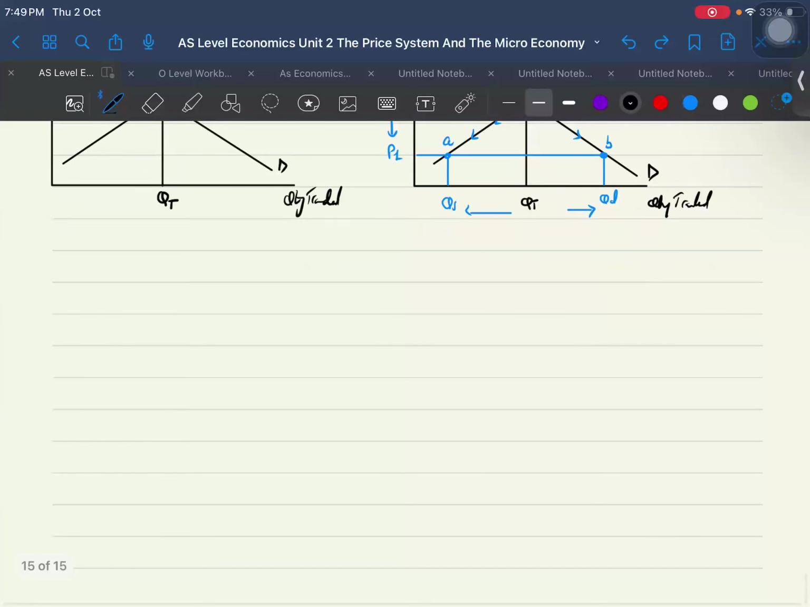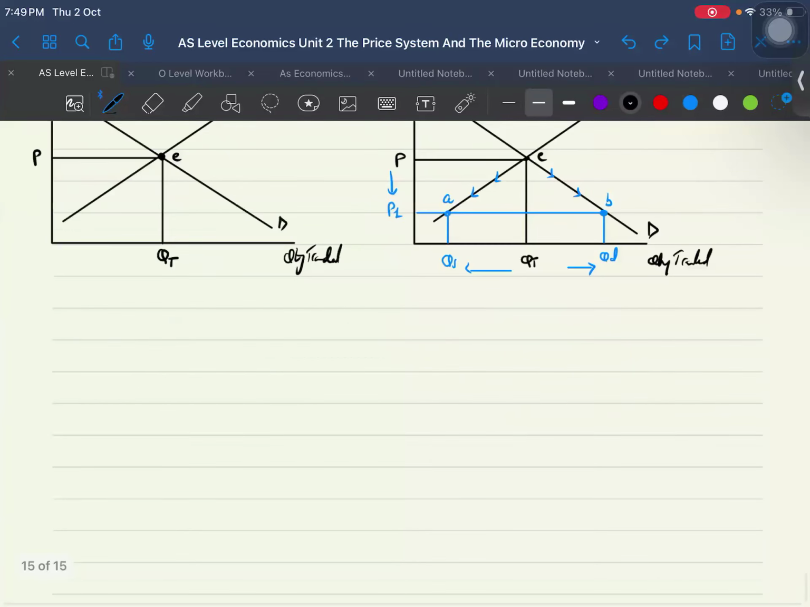Moving towards this equilibrium. Again, this is case number 4 carried forward, but I'll just write down the heading once again. Equilibrium, the case of surplus.